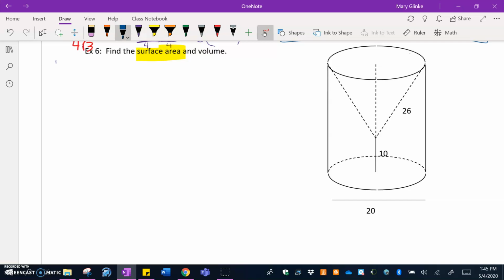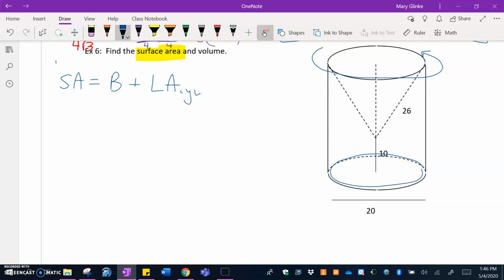Let's figure out the parts that we want for the surface area. The first thing that I notice is I want this circle on the bottom here, so we want the area of the base. Then we also want this distance around the cylinder. That is going to be the lateral area of the cylinder.